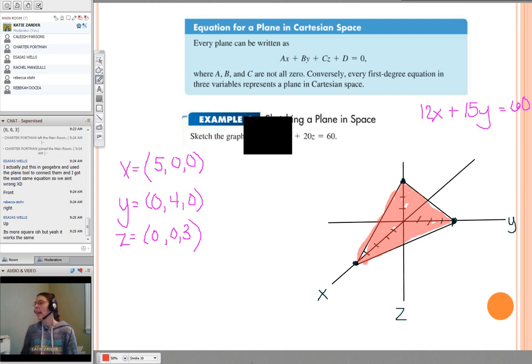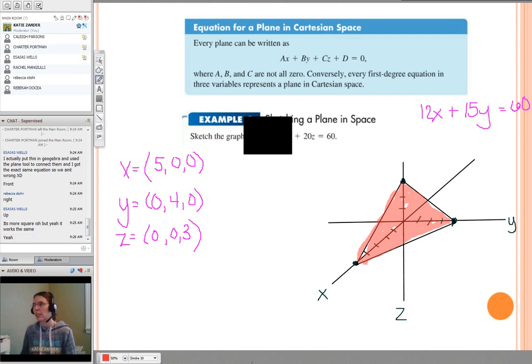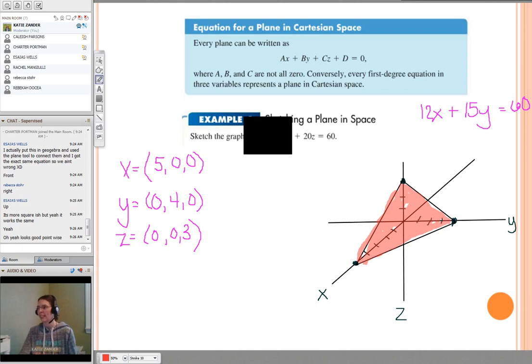Okay. Yeah, so again, this is kind of the best representation that I can do on a two-dimensional board, right? So the GeoGebra program probably is going to be a little bit more accurate, but it's going to look something like that. All right, any questions with how we sketched that by hand?